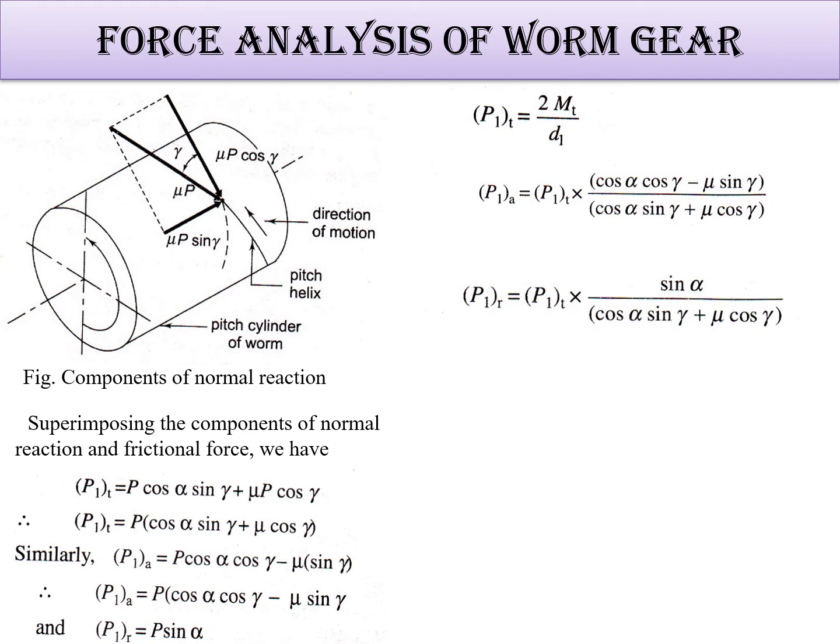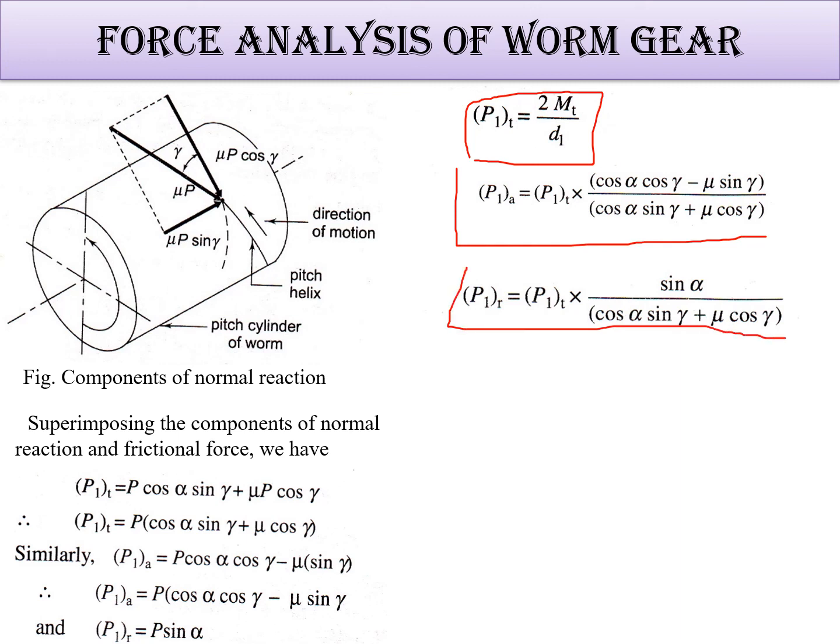That is, P1 is the same for all types of gear, that is P2T equals D1. That means the tangential load is the same, but the axial load is different and the radial load is different here. It is calculated based on the tangential load only. So these are the final formulas for force analysis of worm gear. Kindly note it down. Thank you.